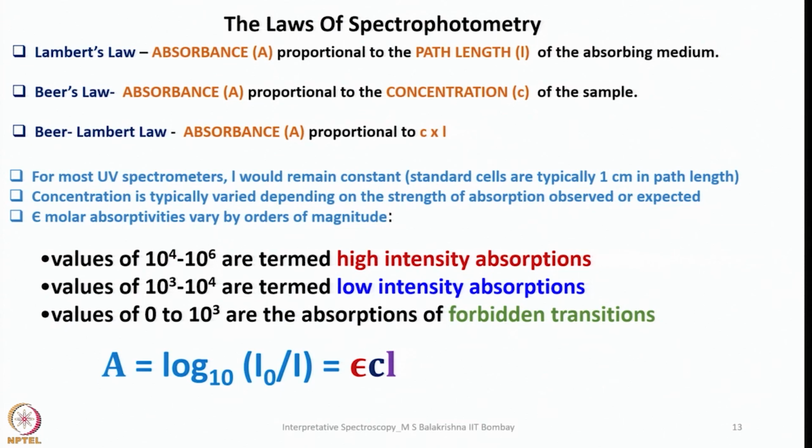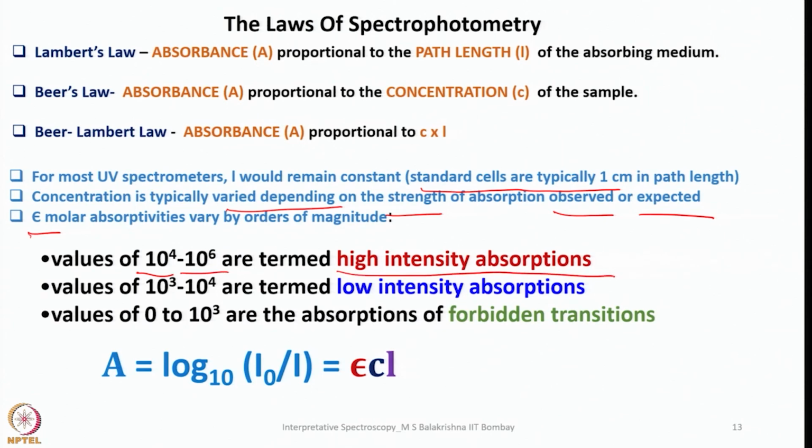That means for most spectrometers, the path length remains constant. Standard cells are typically 1 centimeter in path length, and concentration is typically varied depending on the strength of absorption observed or expected, and epsilon, the molar absorptivity, varies by orders of magnitude. For example, values in the range of 10 raised to 4 to 10 raised to 6 are termed high intensity absorptions.